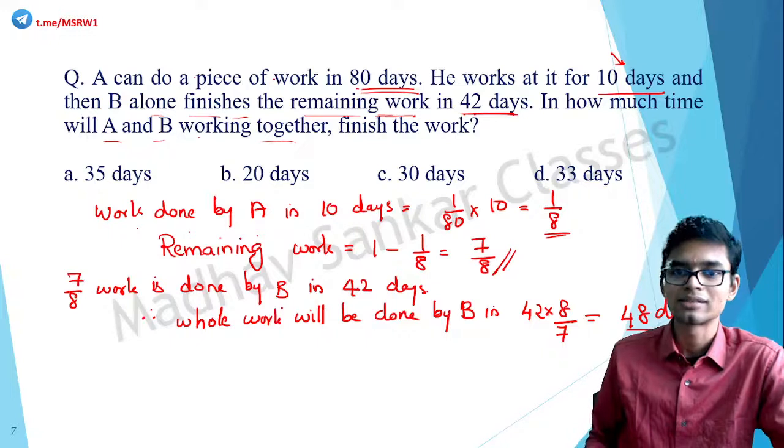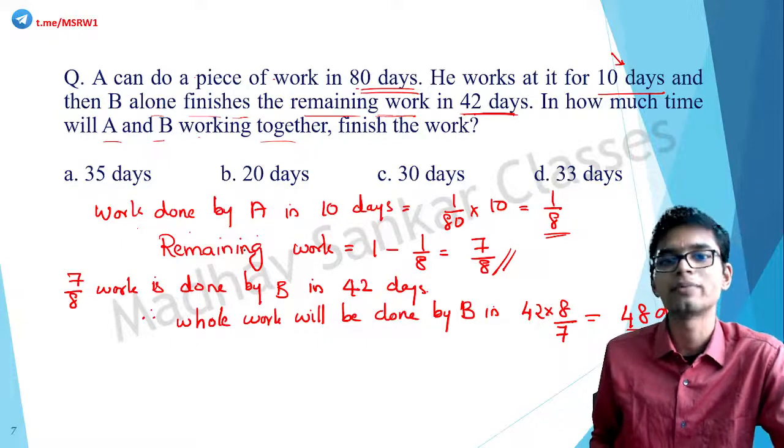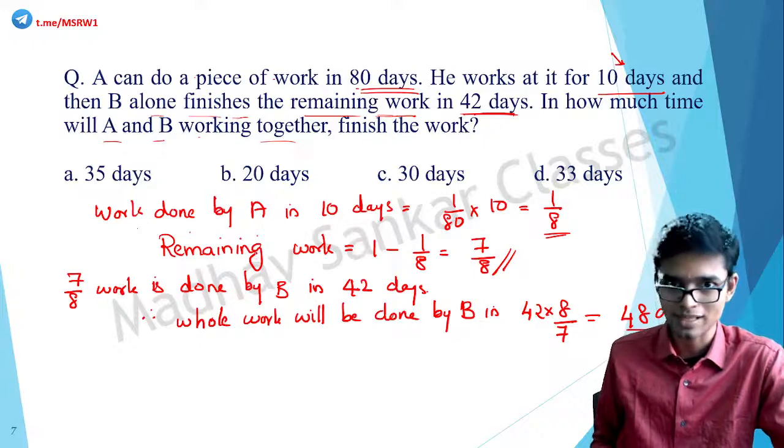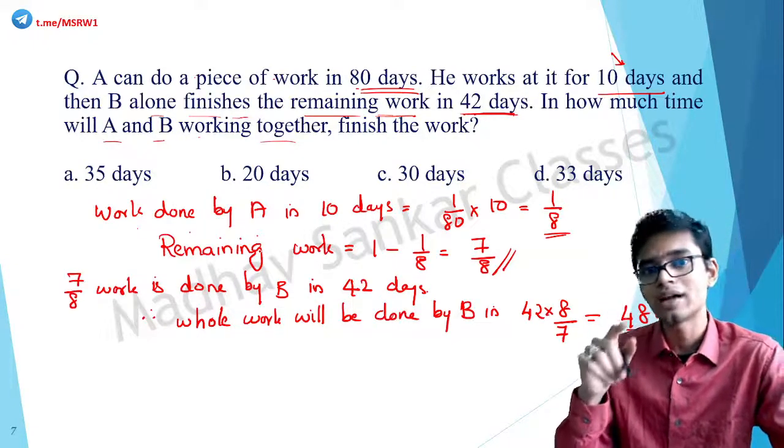Did you understand this? I'm pretty sure at least some of you did not understand how I multiplied it like that, 42 into 8 by 7. If you do not get it in your brain, you can do this another way.